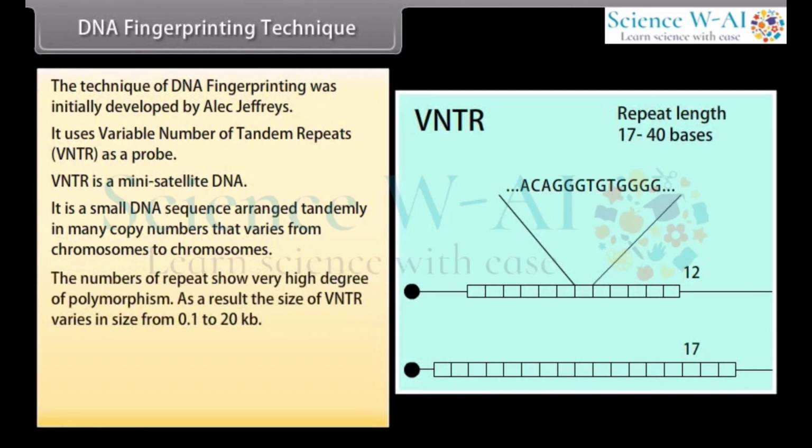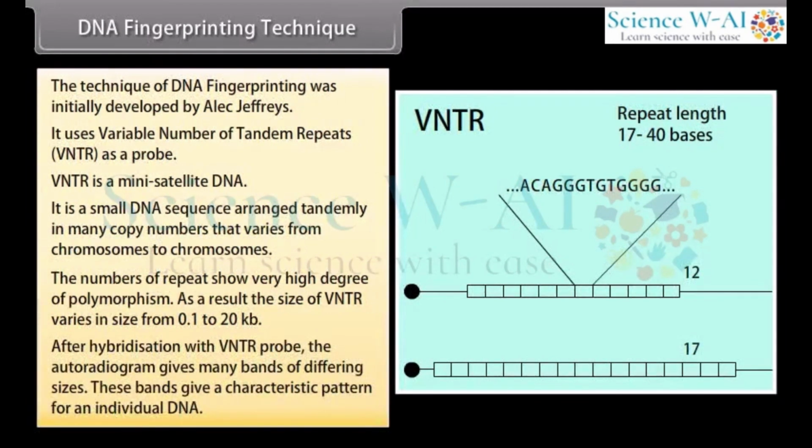The number of repeats shows a very high degree of polymorphism. As a result, the size of VNTR varies from 0.1 to 20 kb. After hybridization with VNTR probe, the autoradiogram gives many bands of differing sizes. These bands give a characteristic pattern for an individual's DNA.